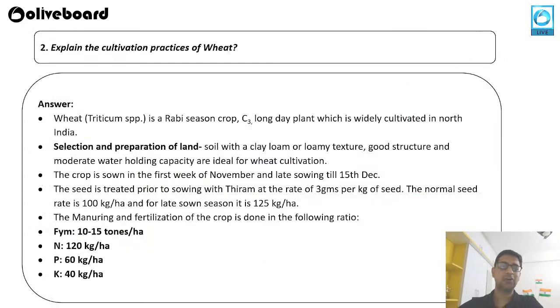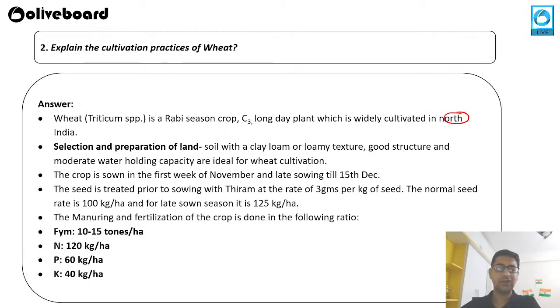Now the second question is: explain the cultivation practices of wheat. We have taken wheat just to explain the cultivation practices. So wheat is a rabi crop, a long day plant, which is widely cultivated in the north of India, usually northwest India.